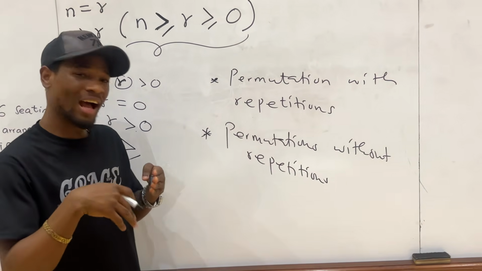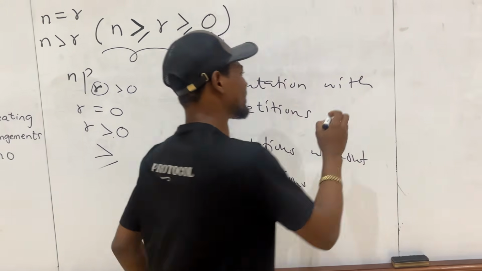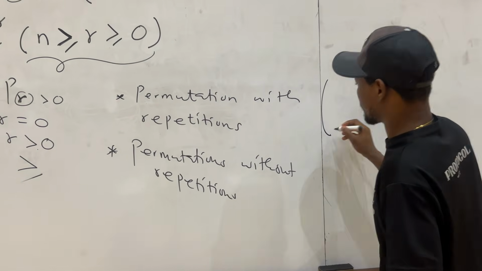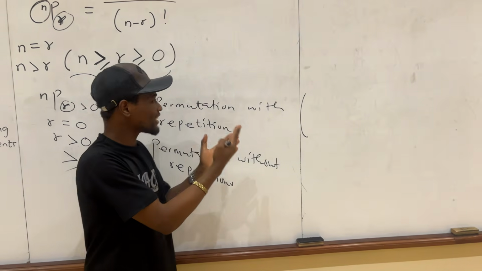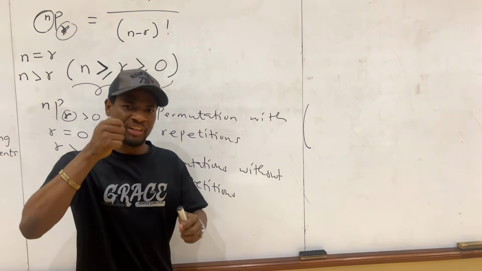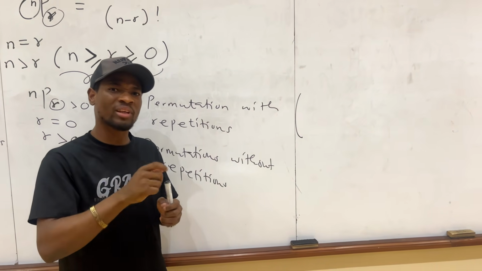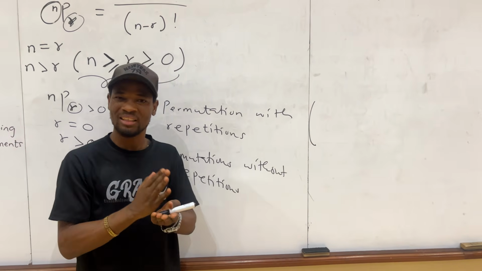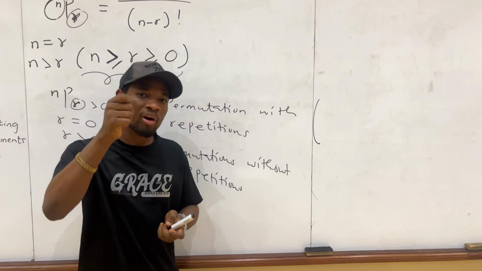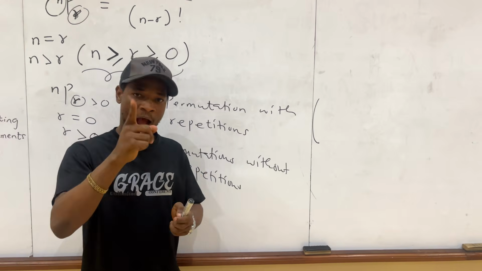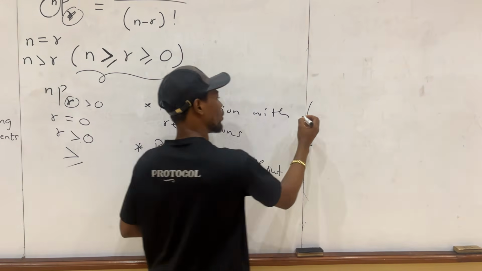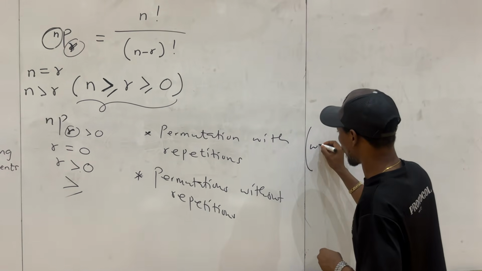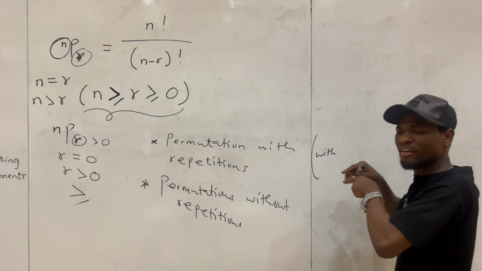So in other words, this is simply permutations with restrictions. At times the questions will restrict you. Please obey or listen to the voice of the question so that you may not go astray. So permutations with restrictions simply means we have permutations with a restriction.